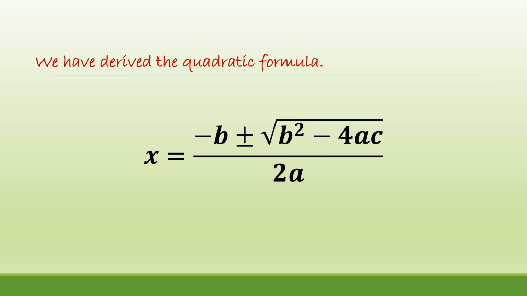We have derived the quadratic formula, which is x is equal to negative b plus or minus the square root of b squared minus 4ac over 2a. It's quite easily done.